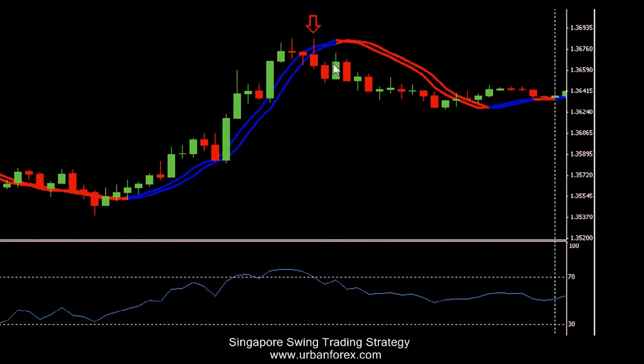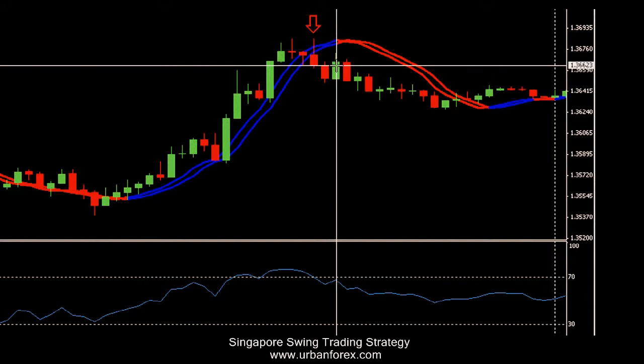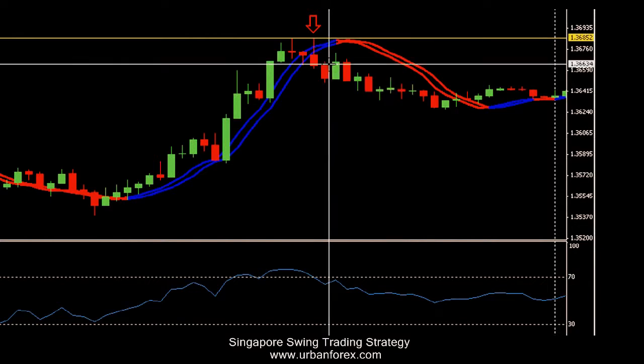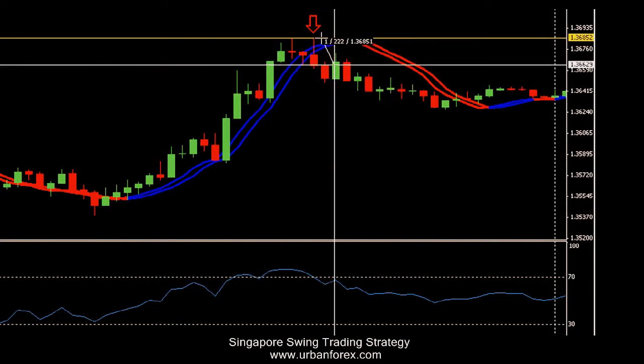At the opening of the next candle, we would enter a short. The trade went against you for a total of 10 pips, and it went in your favor for a maximum of 36 pips. Your stop, I would personally keep at the swing high of the previous candle, which is at 3685. In this scenario, it would be 22 pips away.